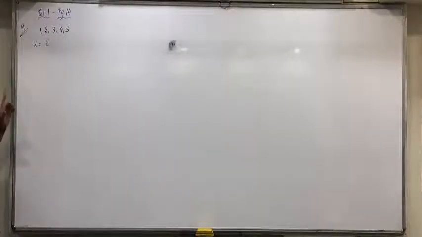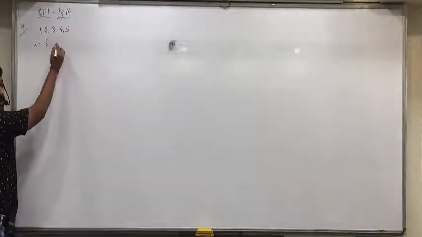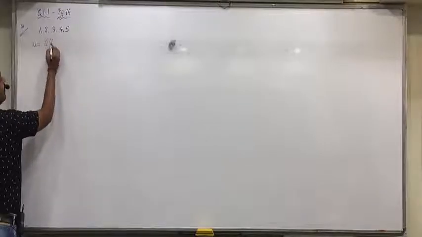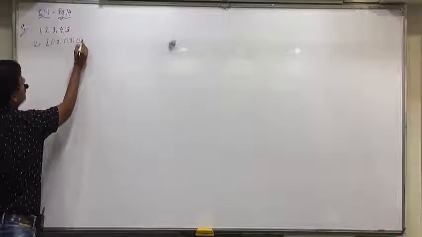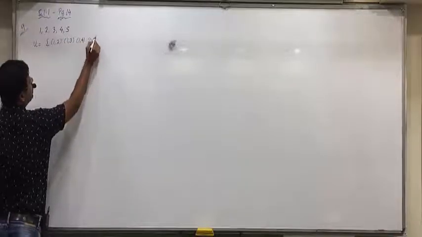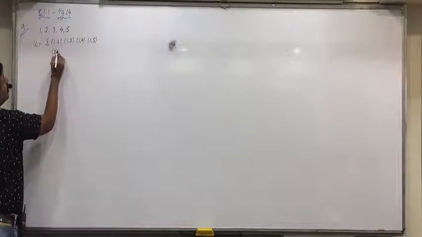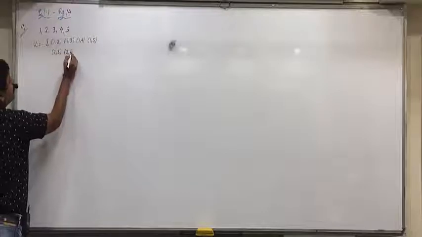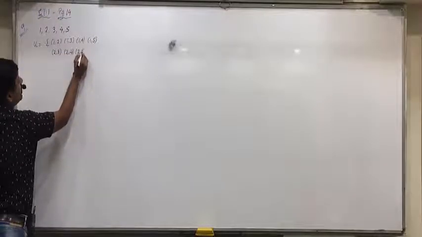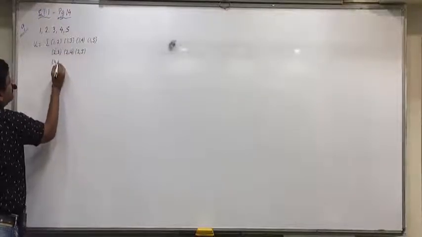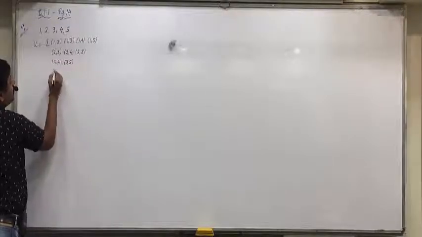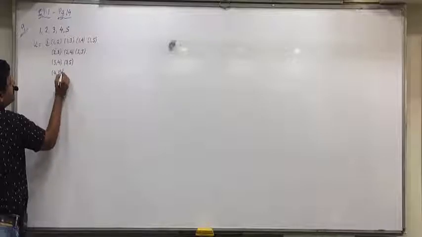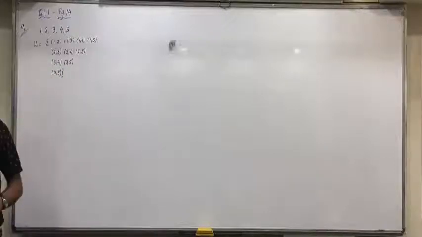Shivang, how will you get the sample space? Two numbers to be selected: 1, 2, 1, 3, 1, 4, 1, 5. 2, 3, 2, 4, 2, 5, 3, 4, 3, 5, 4, 5. Are you all clear with this portion?